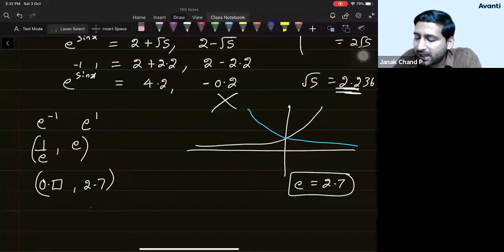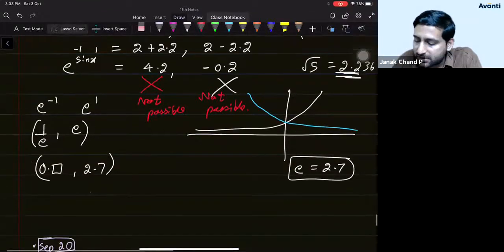E to the power of any... So remember, student, when I say sin x, it is like e to the power of some 0.5, because sin x is basically some fractional value. So e to the power of any fractional value, including -1 and +1, can never be equal to this. Hence, even this is also not possible. This is also not possible.